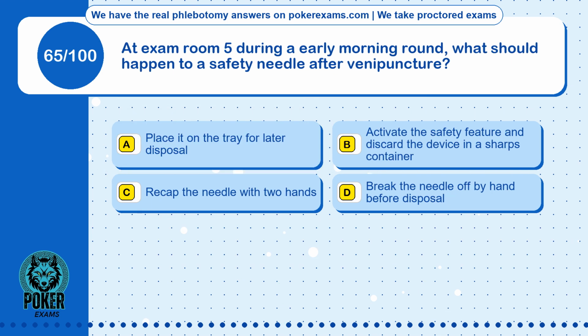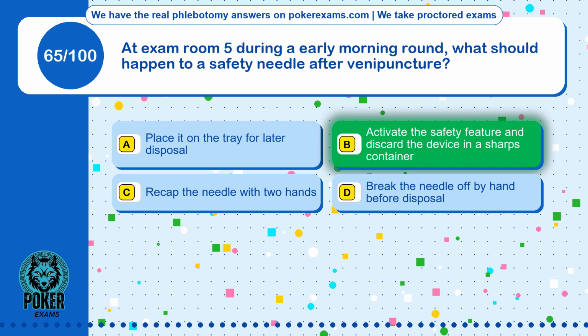Question 65. At exam room 5 during an early morning round, what should happen to a safety needle after venipuncture? Option A. Place it on the tray for later disposal. Option B. Activate the safety feature and discard the device in a sharps container. Option C. Recap the needle with 2 hands. Option D. Break the needle off by hand before disposal.